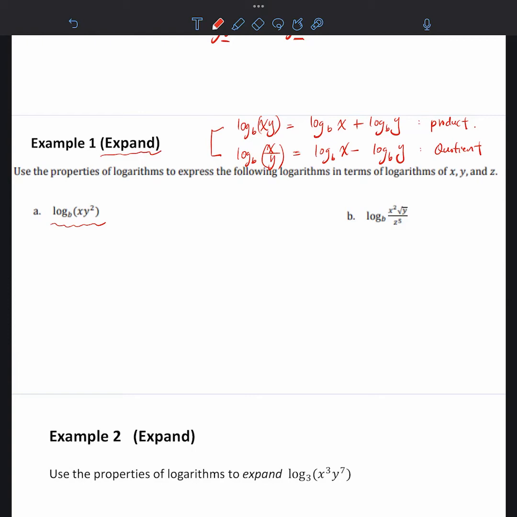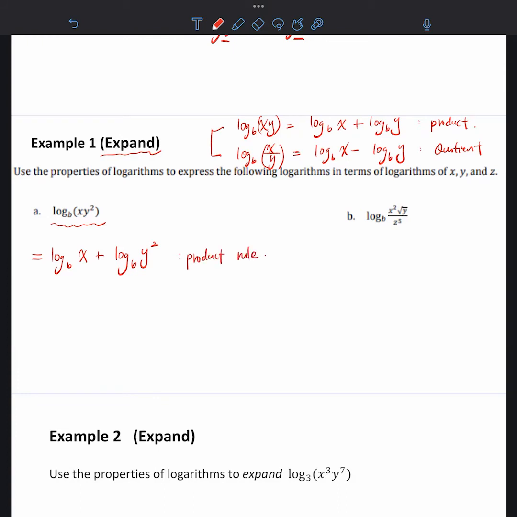So what are you guys gonna do? Since it is a multiplication, I can expand it by addition. So it is going to be log base b of x plus log base b of y to the second, because x times y to the second, multiplication, can be expanded by addition. That's what I'm doing by using the product rule.